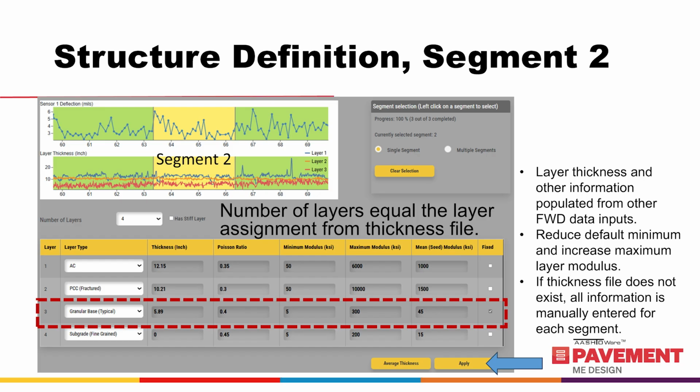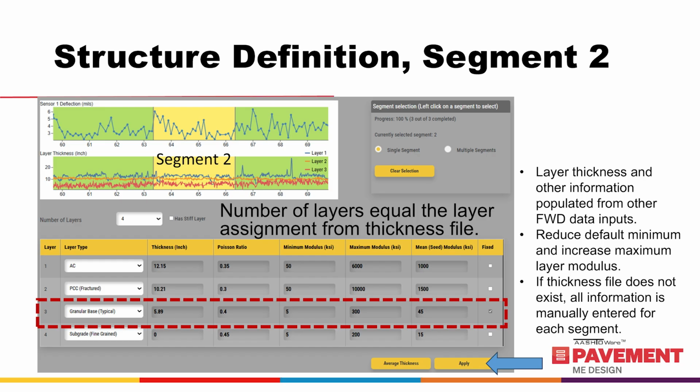Remember, reduce the default minimum and increase the default maximum layer modulus so there is a low probability of reaching the minimum and maximum values during the back calculation process. And if thickness file does not exist, all information is manually entered for each segment. In addition, remember to check the Fix button for thin layers.